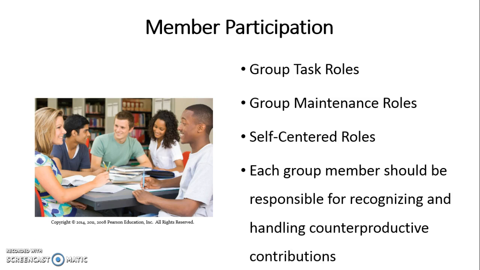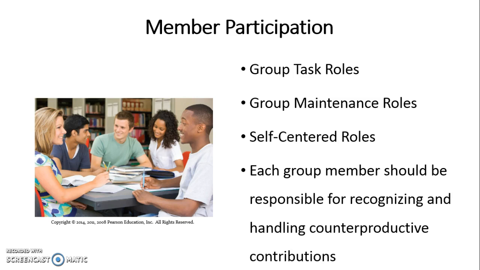You have the dominators who really want to be in charge, and so they try to take control of the conversation even when they're not in charge. And then the help seekers who only want the group to help them do what they want to do and not what the group wants to do. And you may even have the withdrawers who just don't say anything or even do anything. They're just physically present but not really present in the moment.